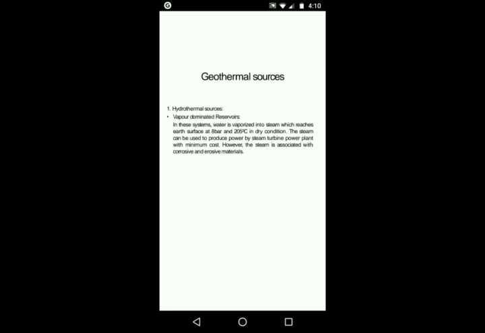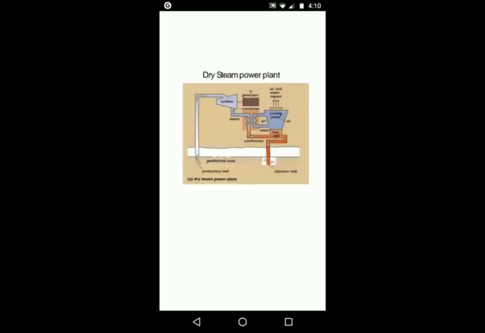In this vapor dominated power plant, as shown in the figure, here is the dry steam power plant. There is a centrifugal separator. Here the production well is there. The steam obtained from this production well goes to the turbine, but before this there is a centrifugal separator.